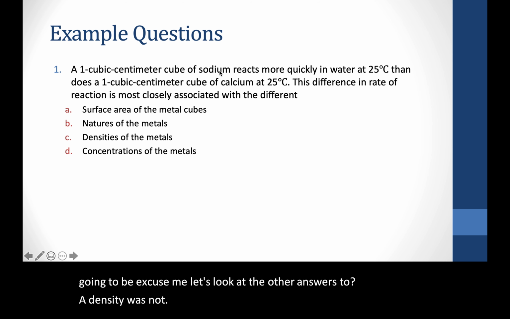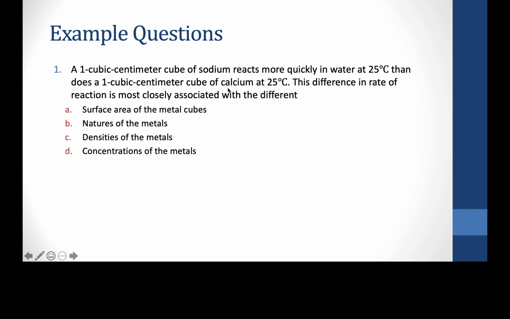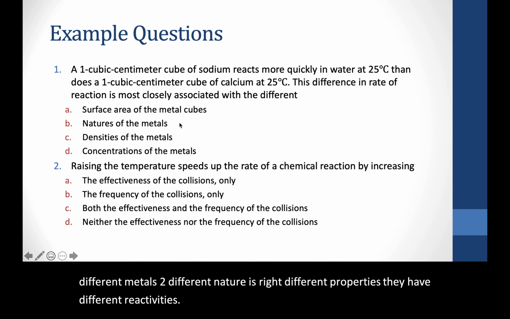But we know the two metals are different, so this has to be dependent on the natures of the metals, because if they were the same exact metal, then we couldn't pick B, because the nature would be the same. But since it's two different metals, two different natures, different properties, they have different reactivities, so the answer is B. That's what's determining the different rates of reaction.